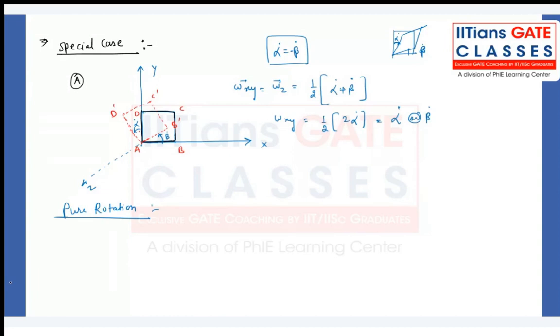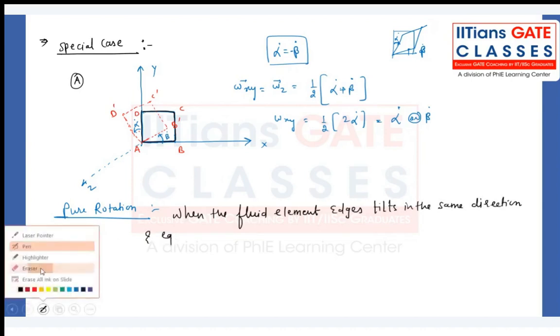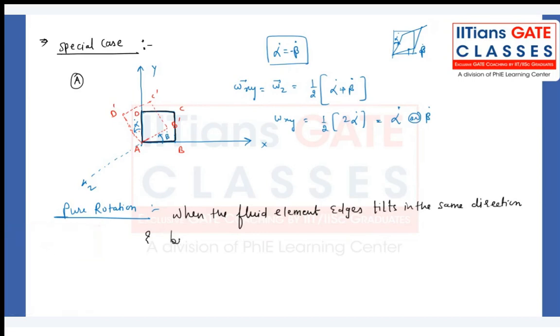This is my pure rotation. Note down: when the fluid element edges tilt in the same direction and by an equal amount, we call this a pure rotation case. Are any shape changes happening? Please check it out. Any shape changes happening over here?